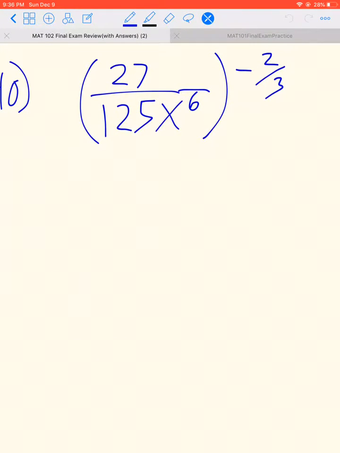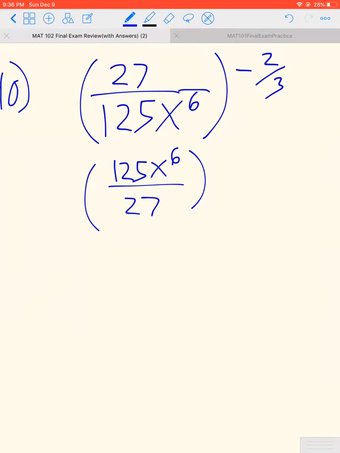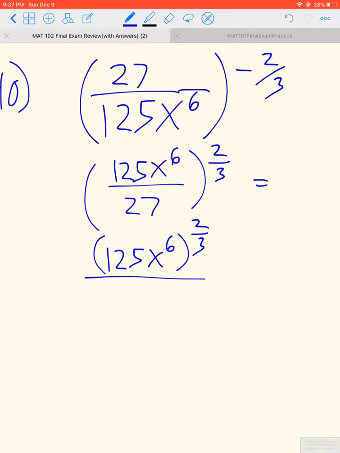Let's take a look at number 40. Now we're getting into our rational exponents. With number 40, one of the things you might do in the beginning is notice that because we have a negative exponent, we can make that exponent positive by doing the reciprocal of the fraction on the inside. So let's reciprocate first, and then that'll make our exponent positive. Whenever you're raising a fraction to a power, that's the same thing as raising both the numerator and the denominator to that power. So this is the same thing as 125 x to the 6th raised to the 2/3 power over 27 raised to the 2/3.